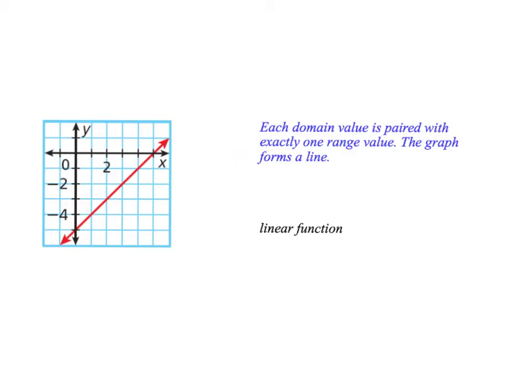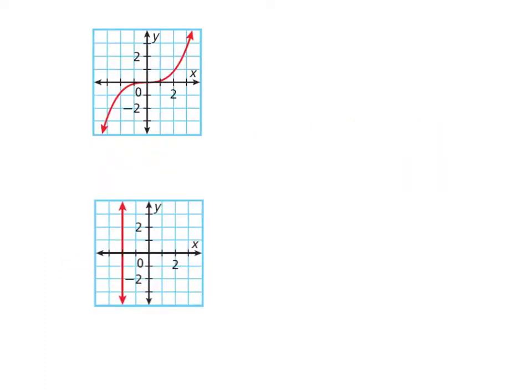Now, the definition of a linear function is that it is a straight line and it has to be a function. So each x value is paired with only one y value. Let's now move into identifying graphs and determining whether they are linear functions or not.